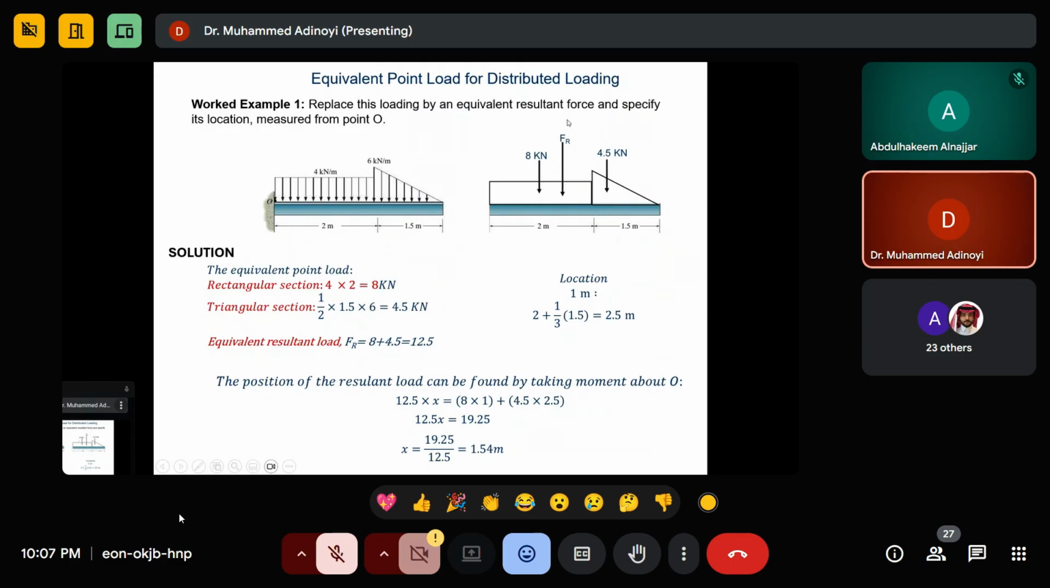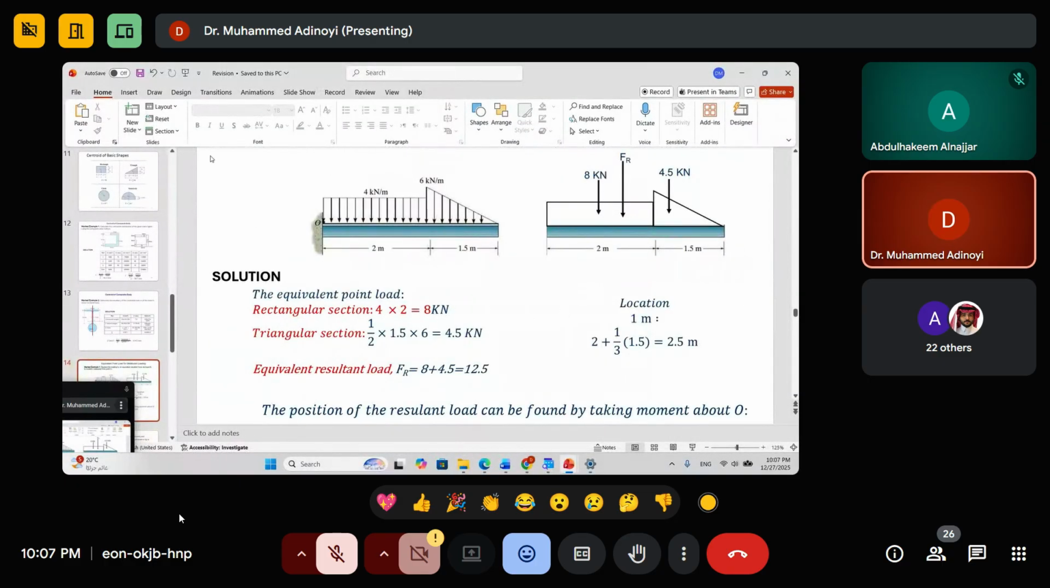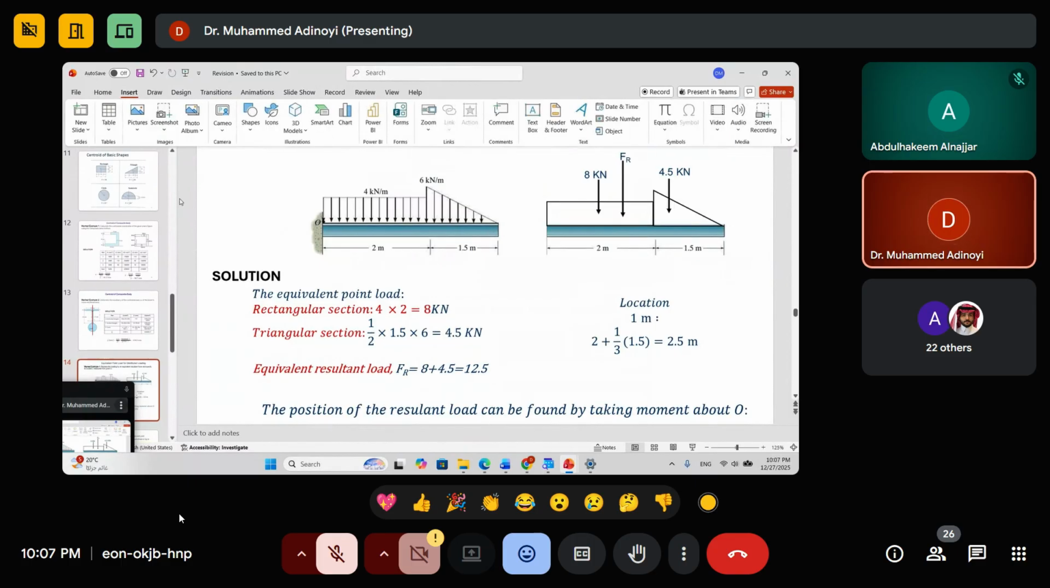So, the resultant point load of this, where will it lie? It's going to lie between these two. So, I decided to put it here. Then I'll apply the principle of moment to find the distance. If I apply this principle of moment, this is going to be 12.5 multiplied by x. This is the distance I'm looking for, the distance from here to here, x. Or let me insert something.